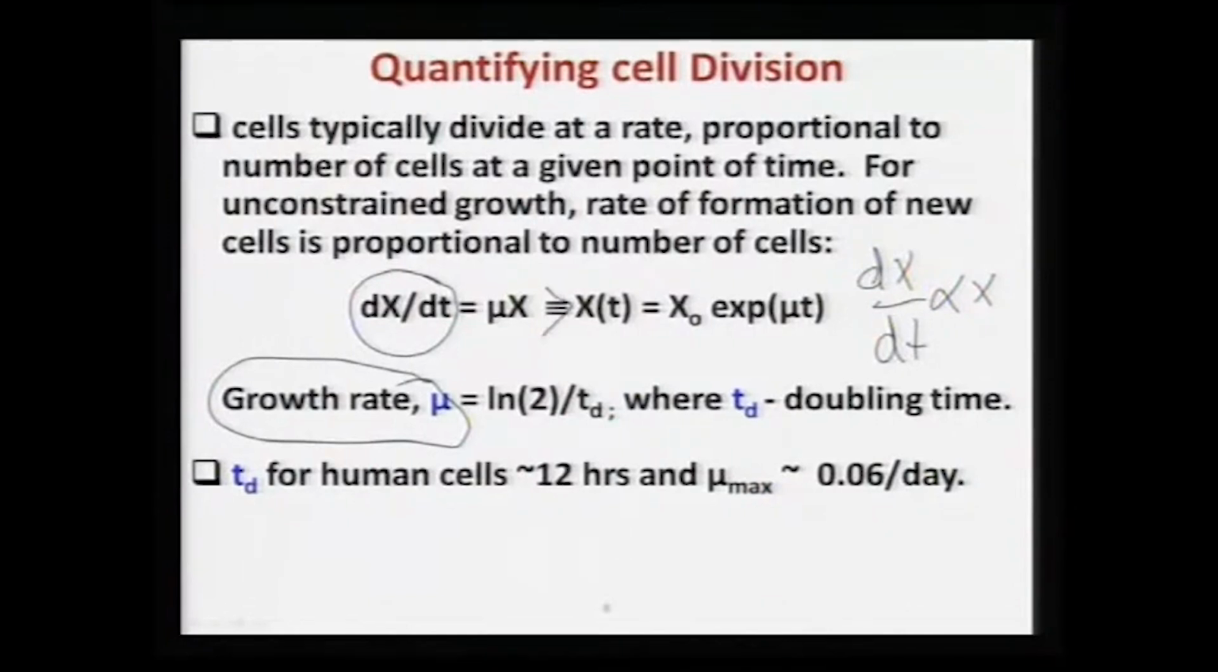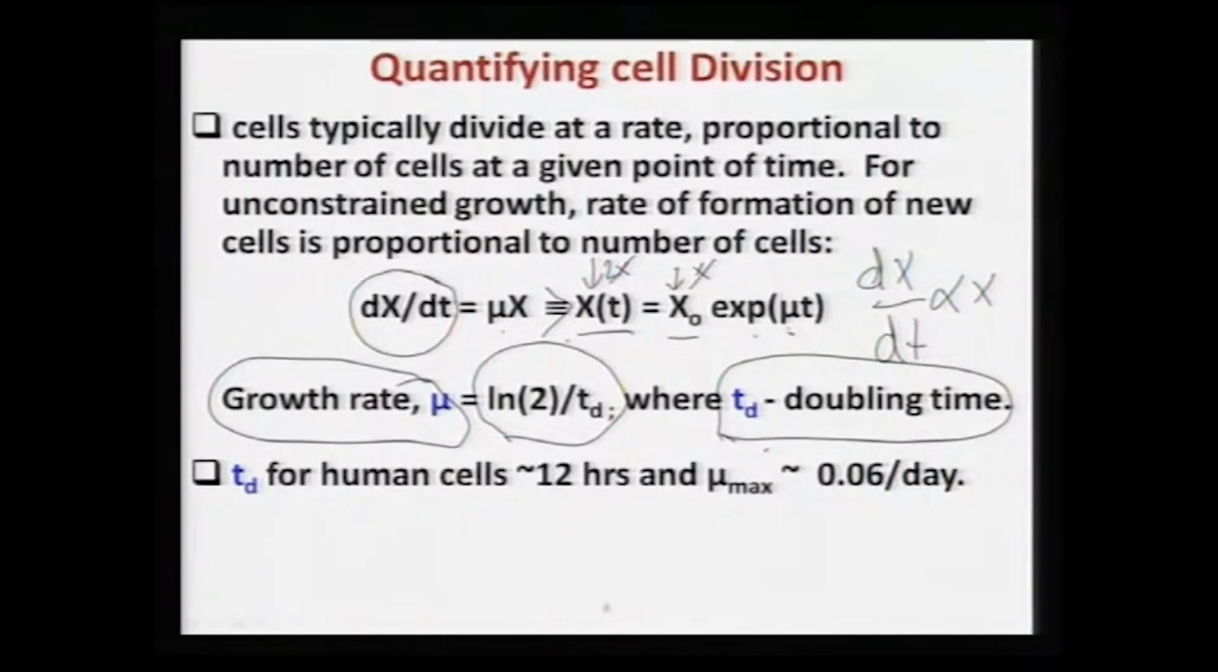So, from that you can find out that x(t) is nothing but x naught exponential mu t. And typically mu you can find out as ln 2 by Td, where Td is the doubling time. Doubling time means you start with x, you go to 2x. If you put these things here, you can immediately find out that mu would be ln 2 by Td. Why? Because if you put 2x here, x cancels out, this is exponential, this is log. So, mu would be ln 2 by Td.